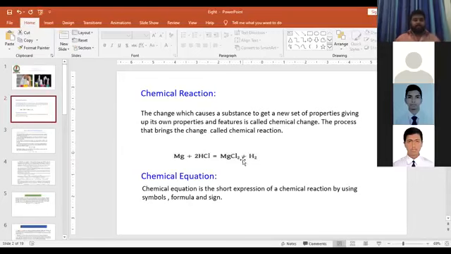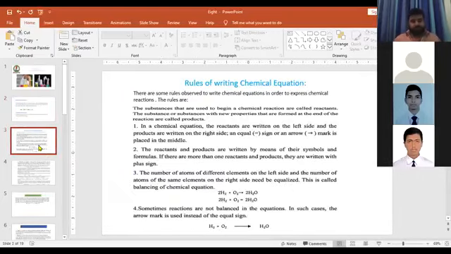Okay. The rules of writing chemical equation. There are some rules observed to write a chemical equation in order to express a chemical reaction. The rules are: the substance that is used to begin a chemical reaction is called reactant.